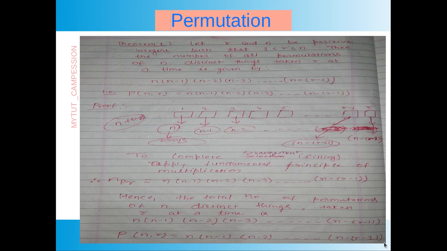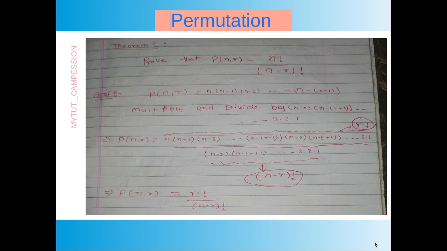So P(n,r) is equal to n into (n minus 1) into (n minus 2) dot dot dot (n minus r plus 1). Proved. Now second theorem, prove that P(n,r) is equal to n factorial divided by (n minus r) factorial. In the previous theorem we have proved P(n,r) is equal to n into (n minus 1) into (n minus 2) into dot dot dot into (n minus r plus 1).